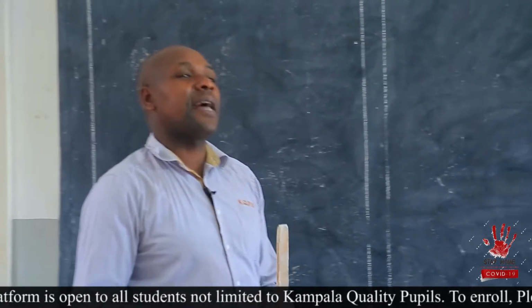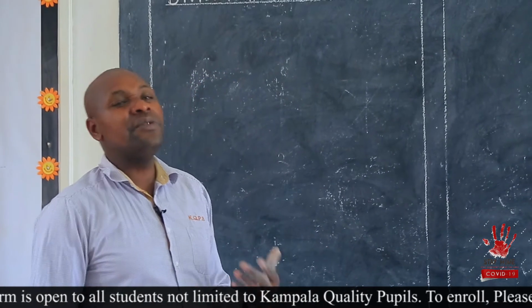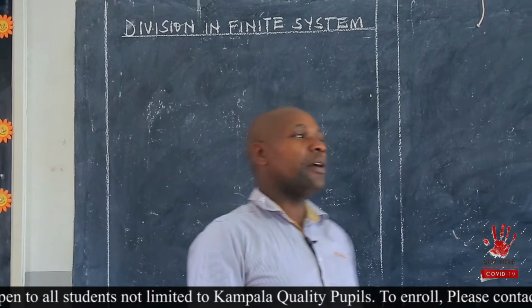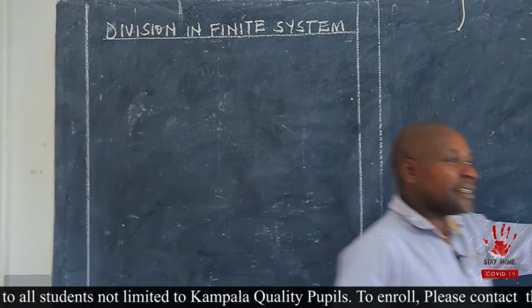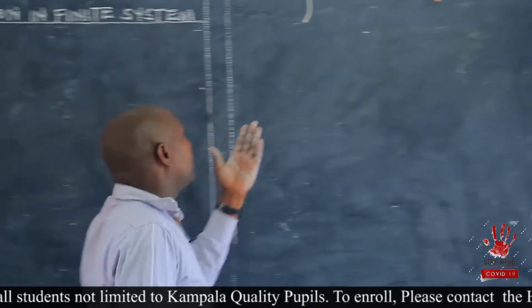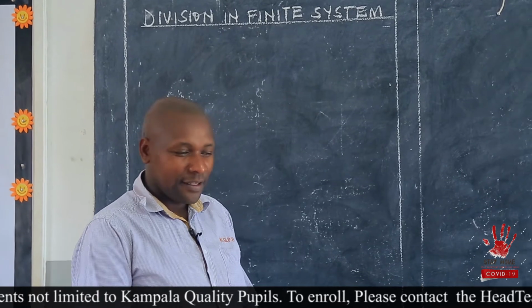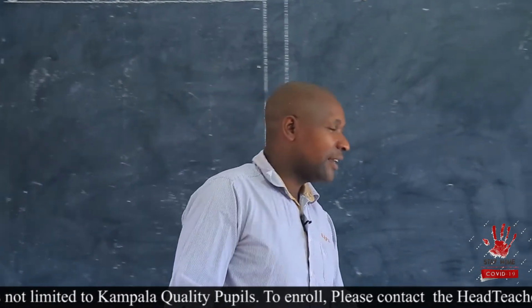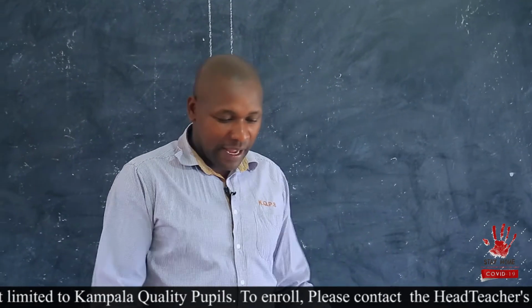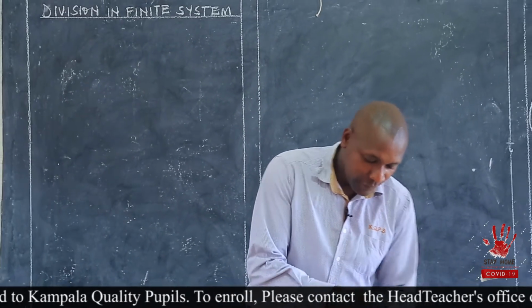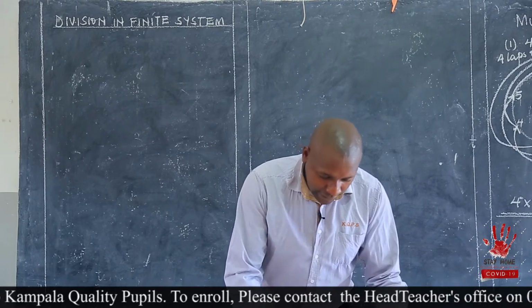Now, today's lesson, as far as the finite system is concerned, we go through and use all the operations. We began with addition, we went to subtraction. The previous one was multiplication. Allow me today to take you to division. How is division used? How can it be done in finite system? Hope you are going to watch and enjoy.